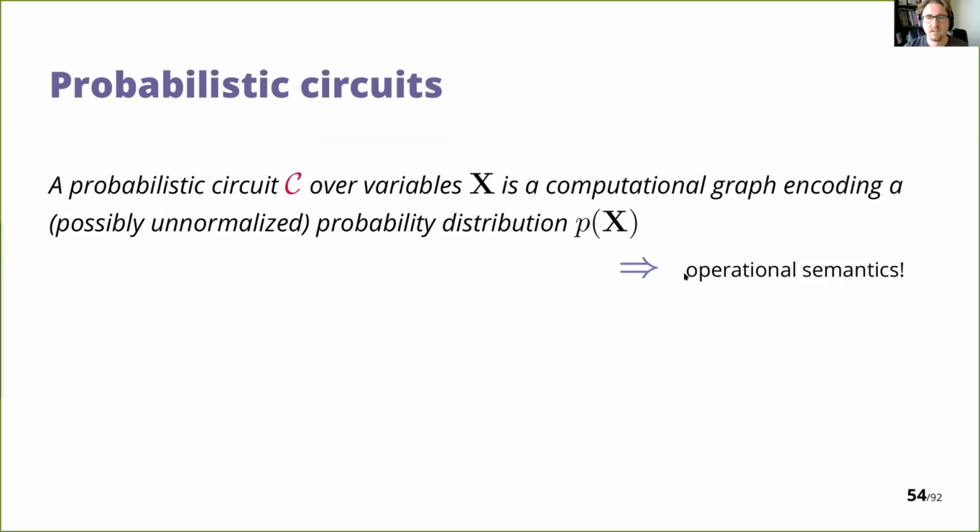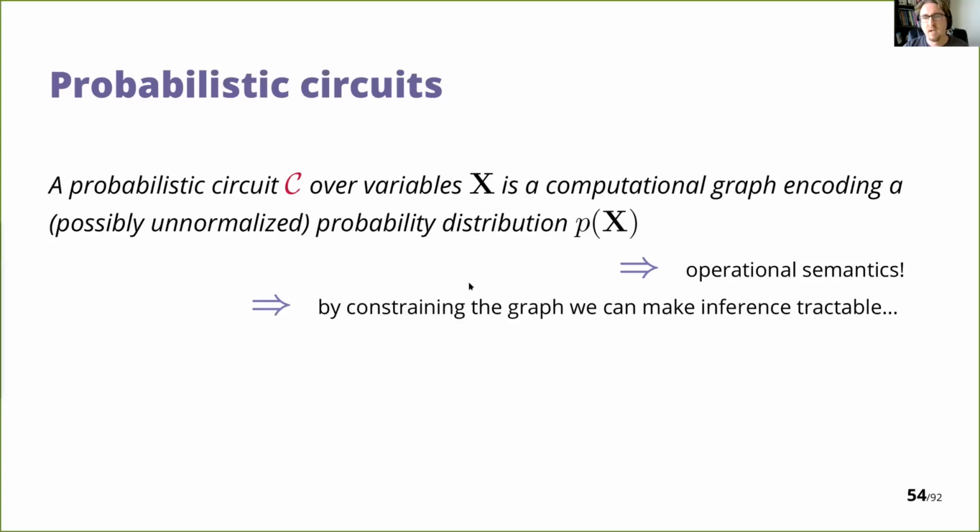But already to note is that these give you some kind of operational semantics. It's a computational graph, very similar to maybe a neural network, that tells you how to execute the thing that it represents if you want to query it. And what will also be key is to look at the properties of this computational graph. As we assume more things, some queries will become tractable.